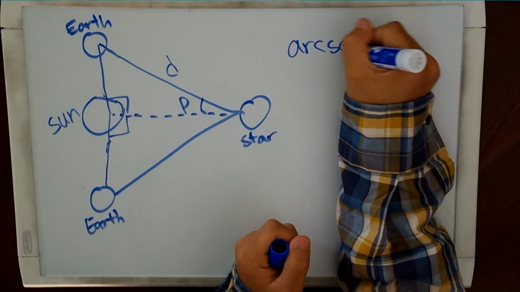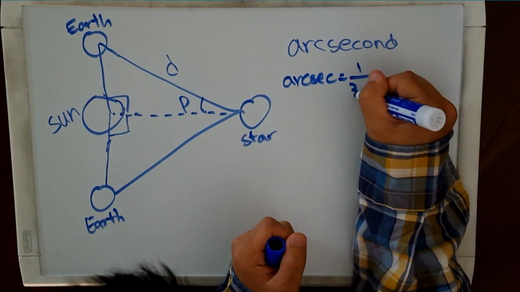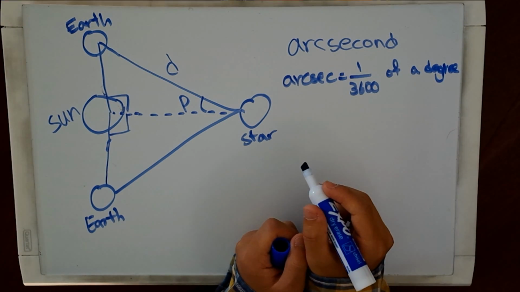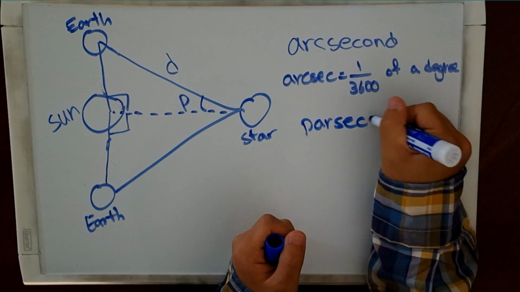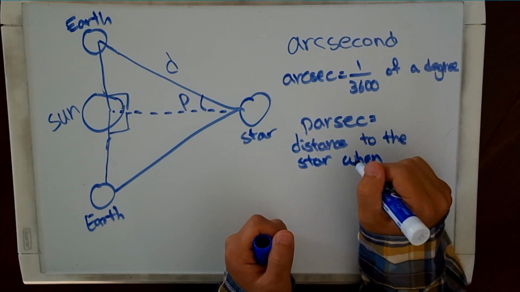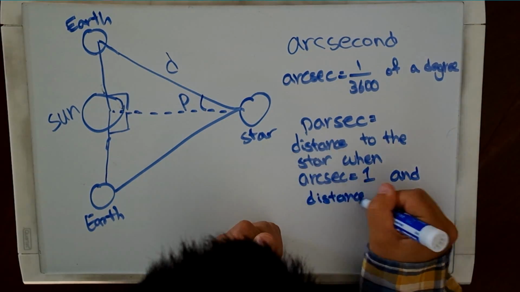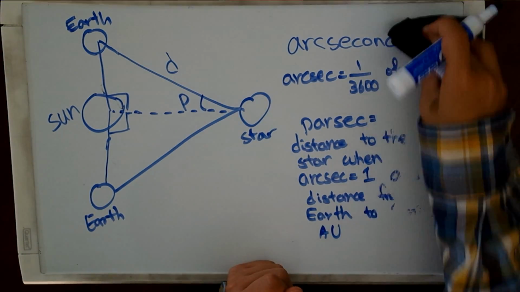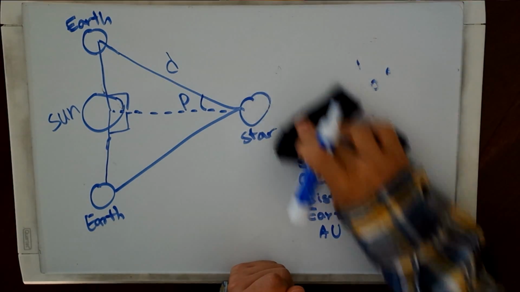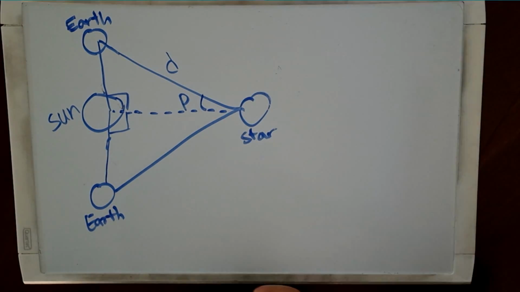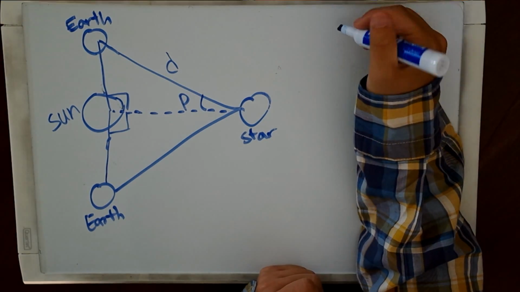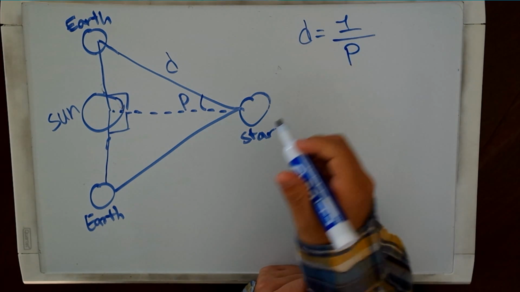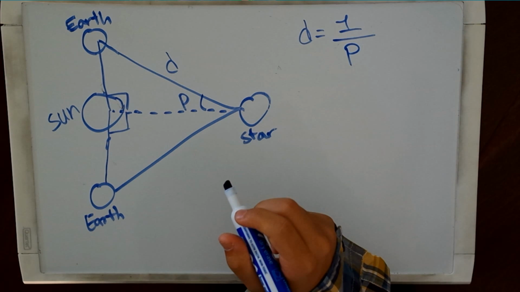The unit of measurement for the parallax angle is the arcsecond, which is 1 over 3,600 of 1 degree. Stars are so far away that the angle created is very small. The unit of measurement for distance is called parsecs. It is the distance to the star when the parallax angle is 1 arcsecond and the Earth to Sun distance is 1 AU. It gets easier from here. The distance to the star in parsecs is the reciprocal of the parallax angle in arcseconds, leaving you with the formula d equals 1 over p, where d is the distance of a star in parsecs and p is the parallax angle of the star in arcseconds. Now, let's stop here.